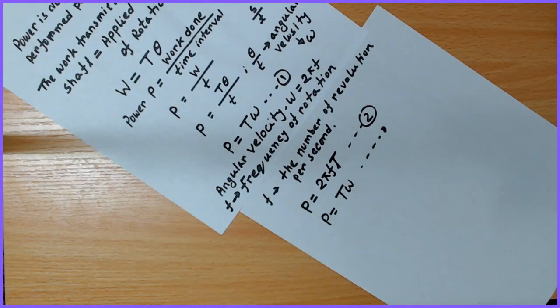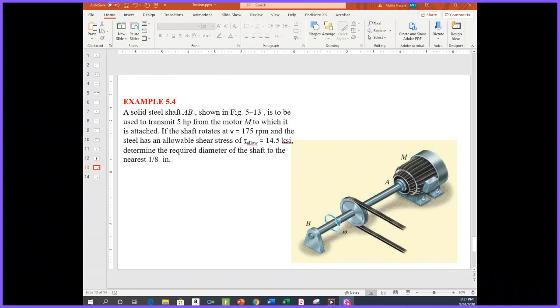Now let's solve a problem. This problem is available in the book, and this is the problem we are going to solve soon. This is example 5.4, on page number 193.